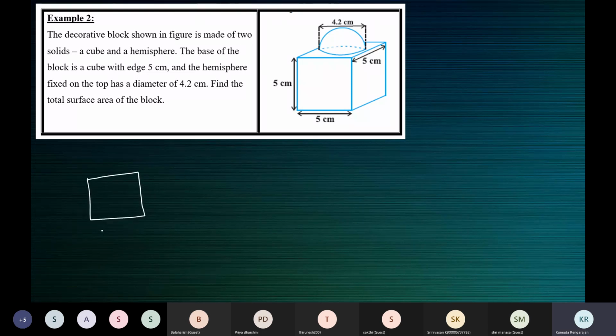Now this edge is actually 5 centimeters, but the diameter of the hemisphere is only 4.2. It's less than 5. So the diameter is only 4.2. There in the sides also there is a little portion left, and the portion here.